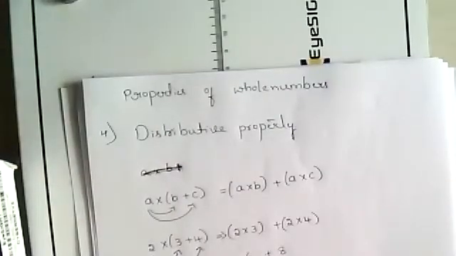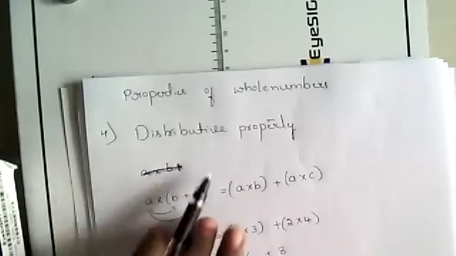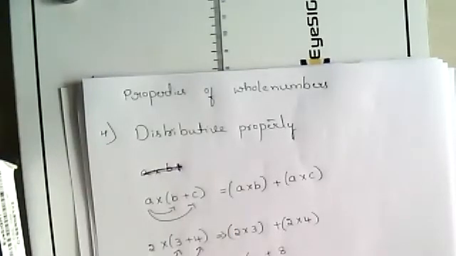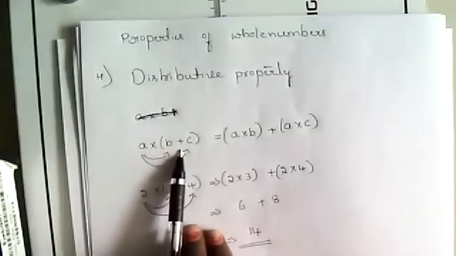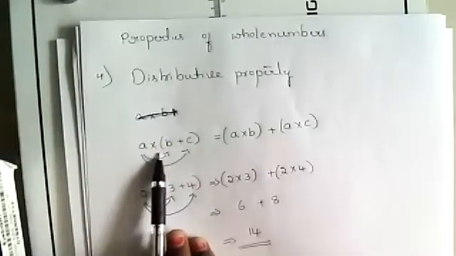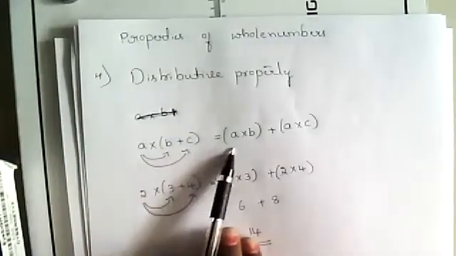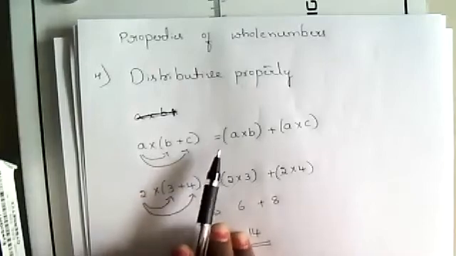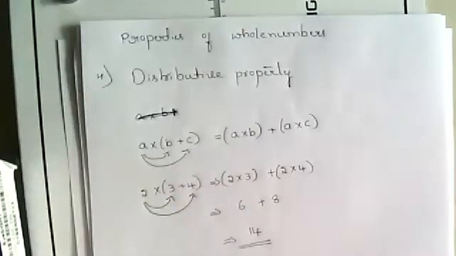Listen here. Already we have practiced three properties, right? Closure property, commutative property, and associative property. Distributive property is slightly different from those three properties. So here we have a general formula, A into B plus C, and on the left hand side and right hand side, both we will get the same answer, correct?